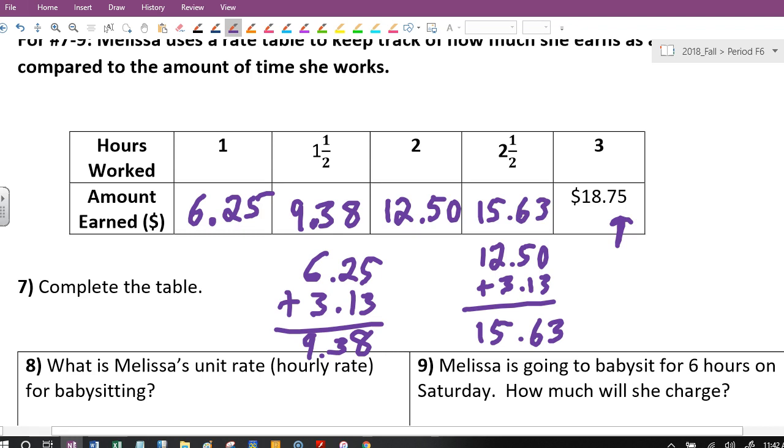15.63. Let's give the coyote a big round of applause.